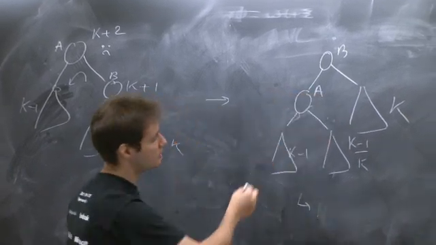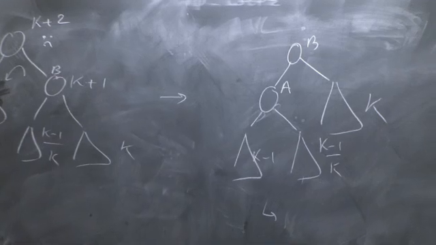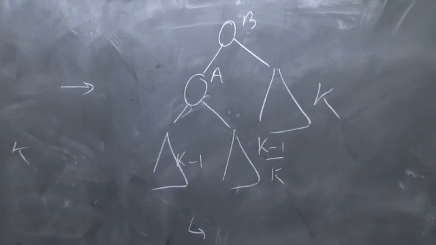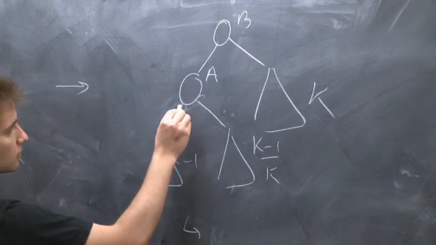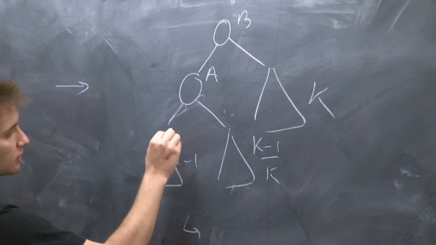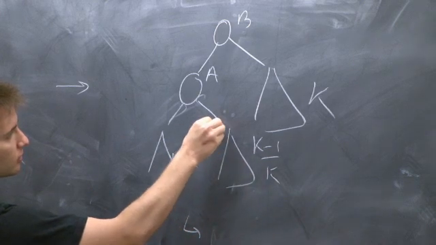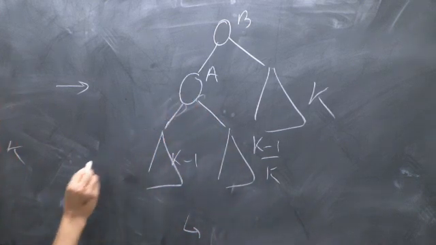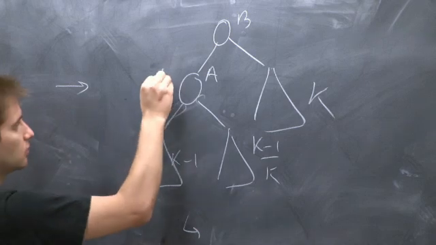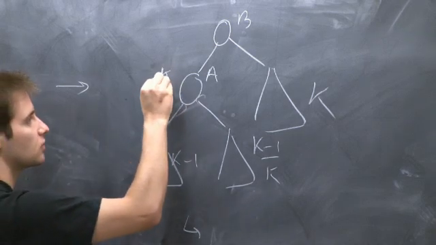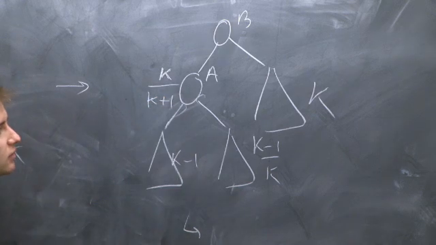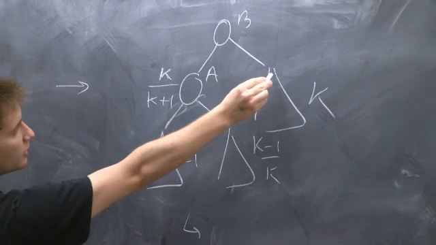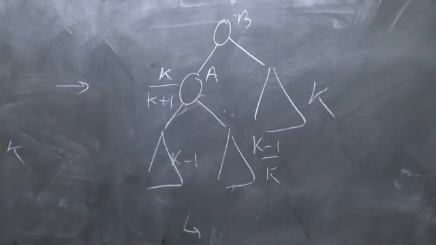So what's the height of A now? K. Oh wait, that's not enough. Just k minus 1 then, or k. So this is a tree of height k minus 1. This is a tree of height k minus 1 or k. The height of this node is k or k plus 1. All right, the height of this node is definitely k. The height of this one is k or k plus 1. Is that an AVL? Is it happy now?